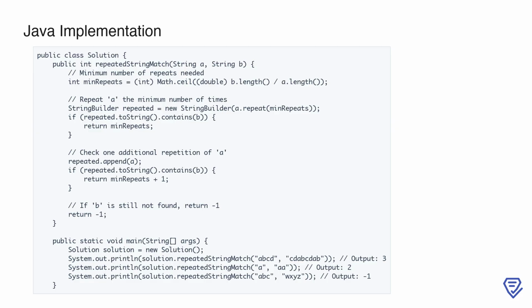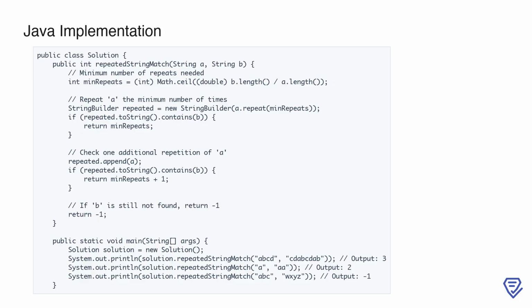First, we calculate the minimum number of repetitions of string A required for string B to potentially be a substring. This is done by dividing the length of B by the length of A and rounding up, which ensures that we have enough characters to check for a match. Next, we repeat string A this minimum number of times using the repeat method and store the result in a string builder. If the resulting string contains B, we return the minimum number of repeats since it confirms B can be formed with these repetitions.